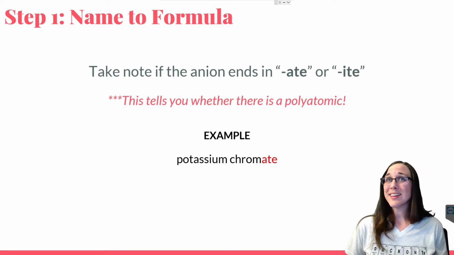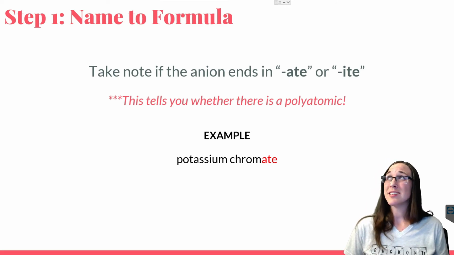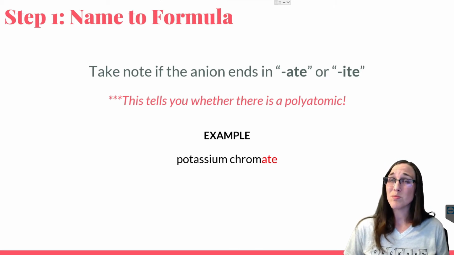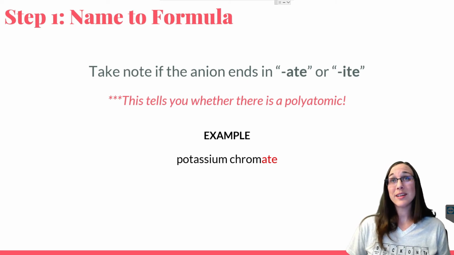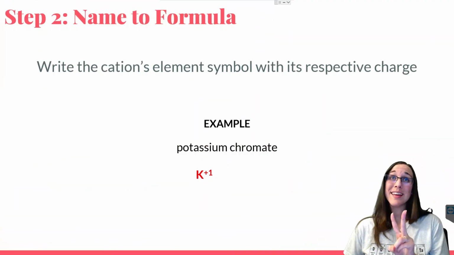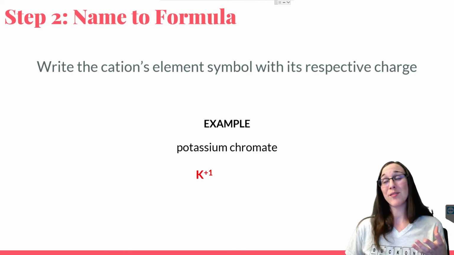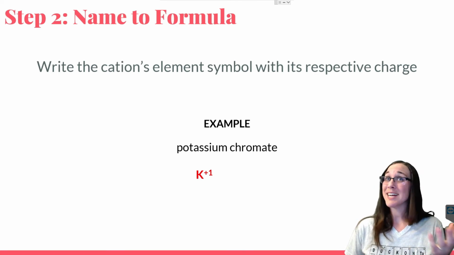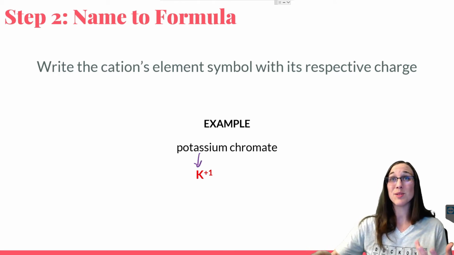But hopefully you recognize hydrox means poly, many, atomic, atoms. So hyd is hydrogen and ox is oxygen. So if the name sounds like there's more than one atom present, then it's probably a polyatomic ion. So for example, we're going to look at potassium chromate through these steps. Step 2 is to write the cation's elemental symbol with its respective charge, whatever that may be. In this case, for potassium chromate, potassium is K, and from the periodic table, it's +1 charge.